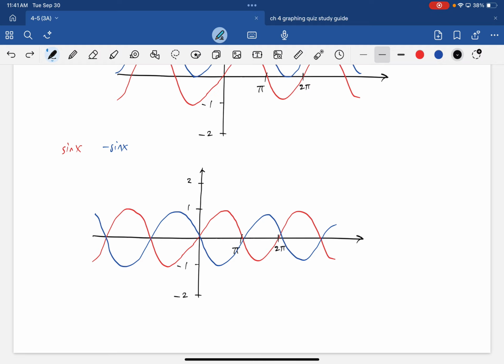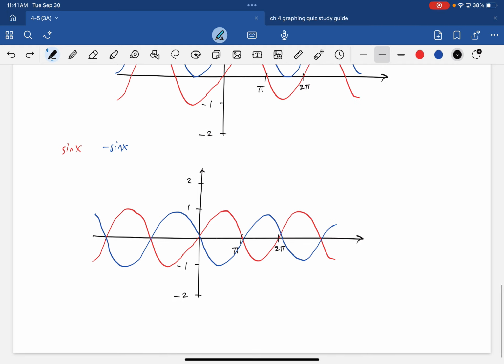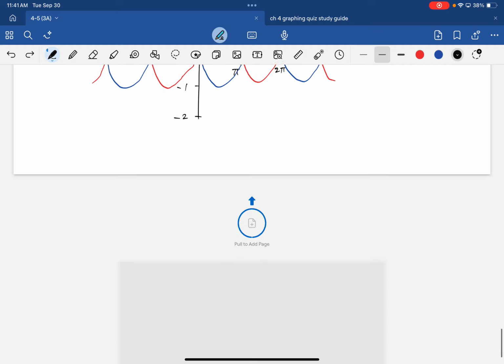Okay, let us look at some combinations of those. So negative sine x is not equal to cosine x? No. Yeah, no.